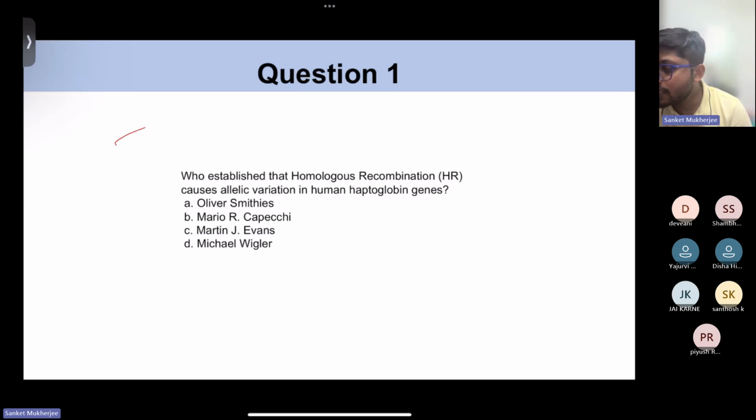So the first question is, who established that homologous recombination causes allelic variation in human haptoglobin genes? Is it Oliver Smithies, Mario R. Capecchi, Martin J. Evans, or Michael Wigler? Anybody would like to answer? No answers? We have already discussed this today itself. Oliver Smithies. Yes. Oliver Smithies is the right answer.